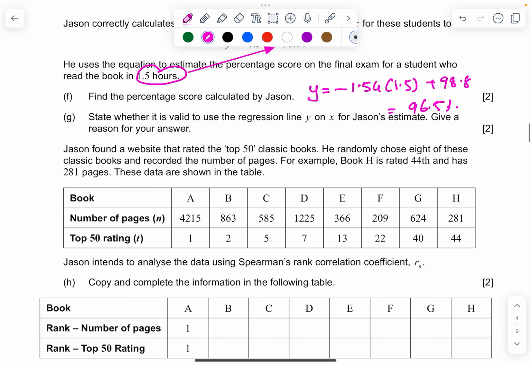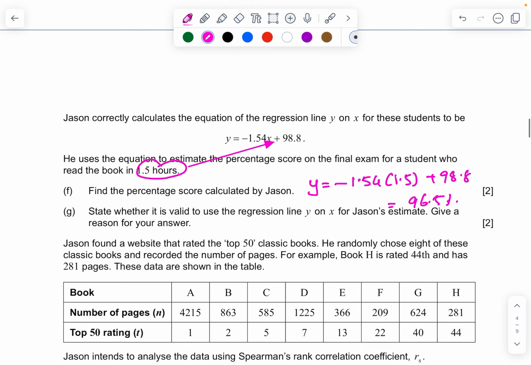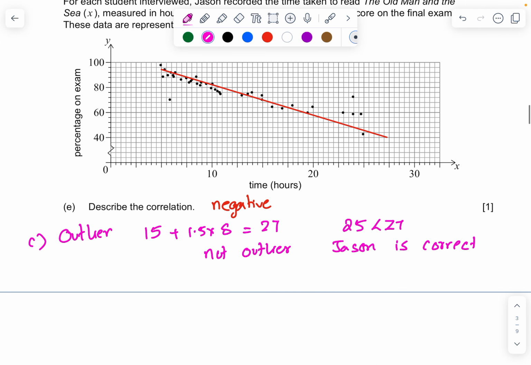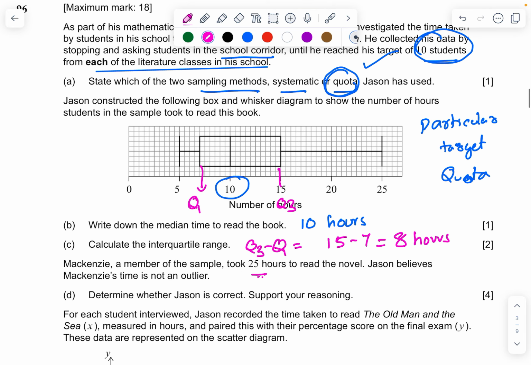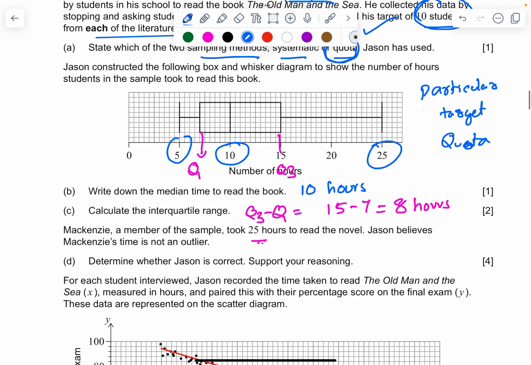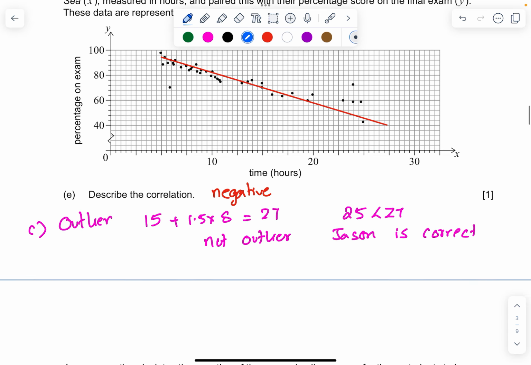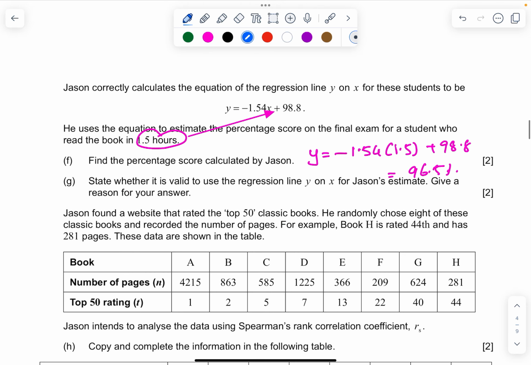which is going to be 96.5%. State whether it is valid to use the regression line of y on x for Jason's estimate, giving a reason for your answer. For 1.5 hours, it is not valid because we are using it from 5 hours to 25 hours only. So therefore it is not valid, as it is outside the given range.